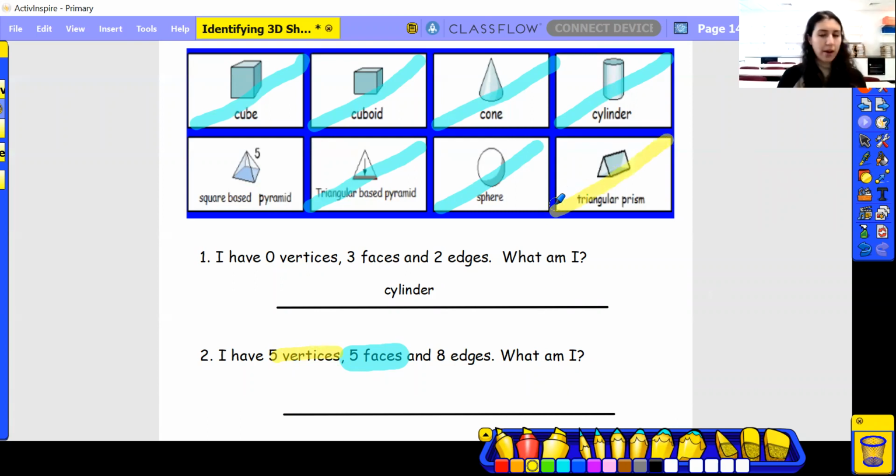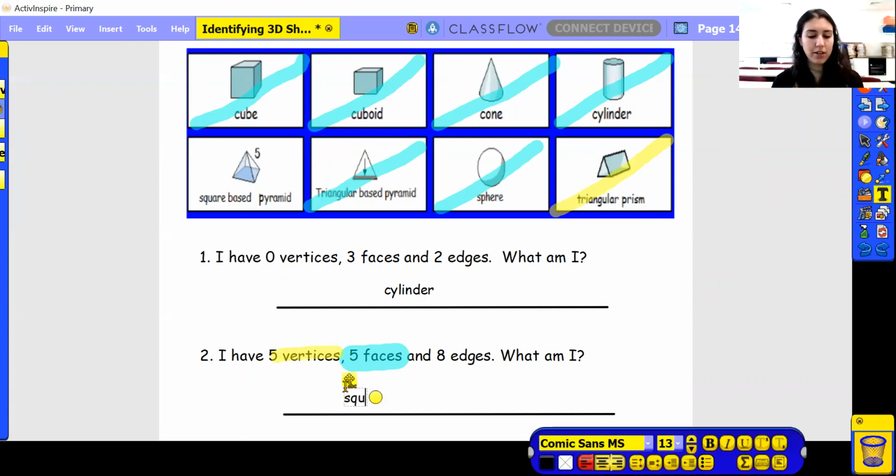Let's double check our square-based pyramid. 1, 2, 3, 4, 5. So it is our square-based pyramid. Well done if you worked that out.